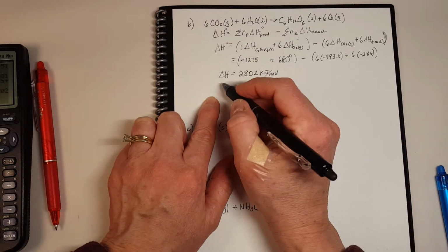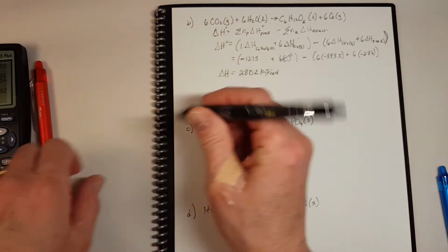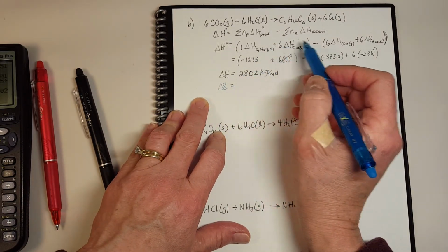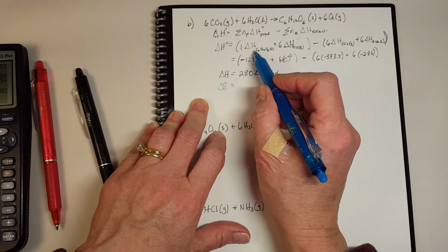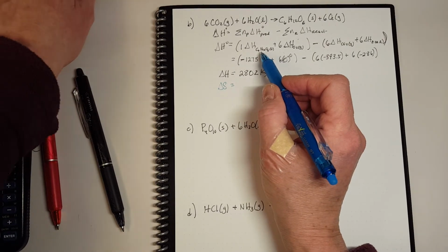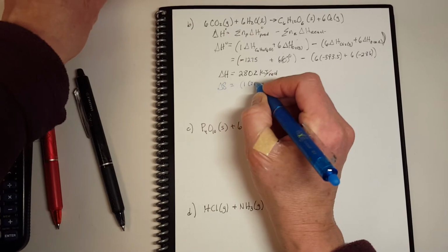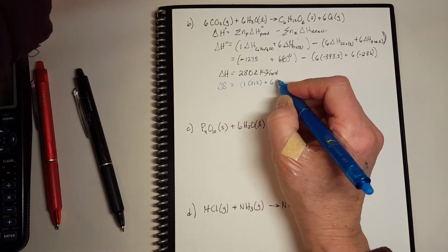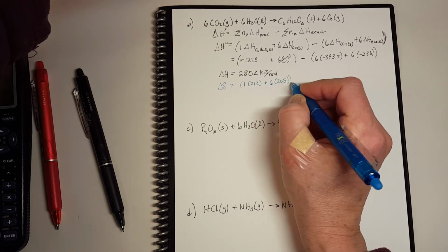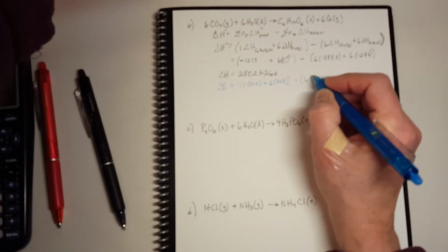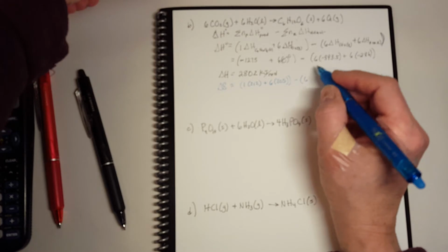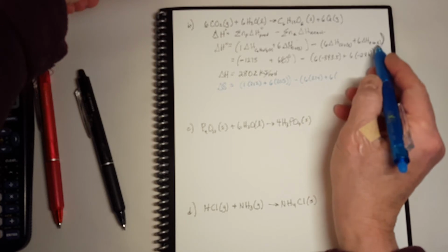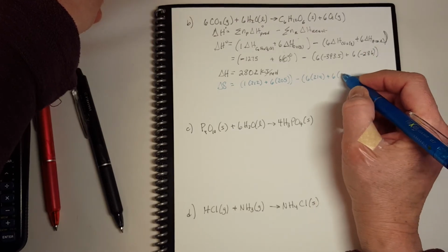Okay, next one. We'll do delta S next. So the delta S, I'm not going to rewrite the whole thing because I have the sort of structure. So it's 1 times the S of C6H12O6, and the S of that is 212, plus 6 times the S of O2, and the S of O2 is 205, and these are in joules per mole Kelvin, minus 6 times the S of CO2 gas, that's 214, plus 6 times the S of H2O liquid, which is 70.